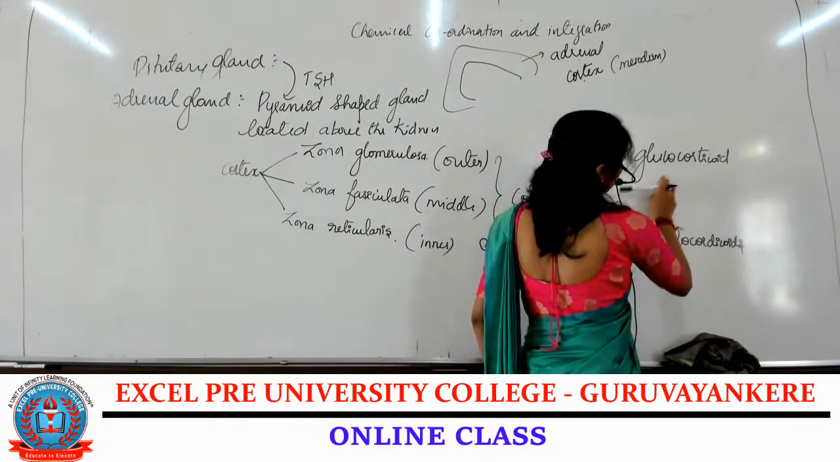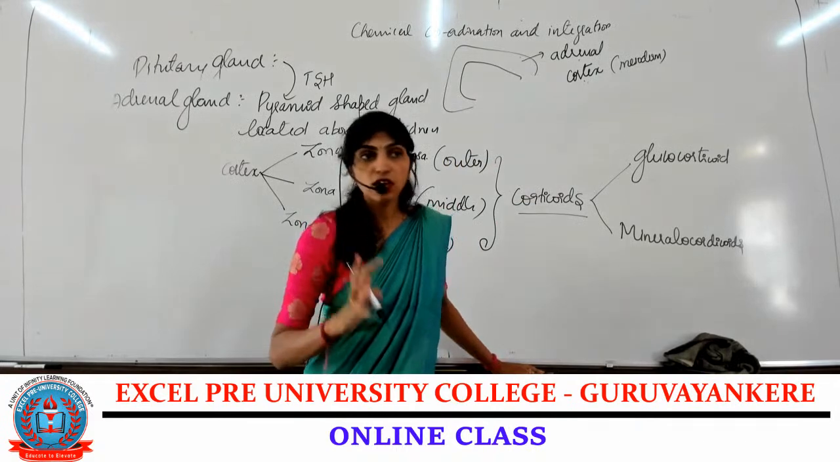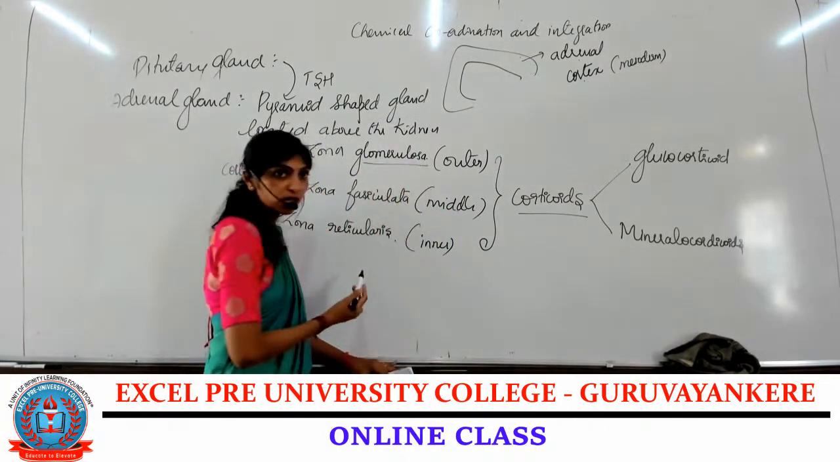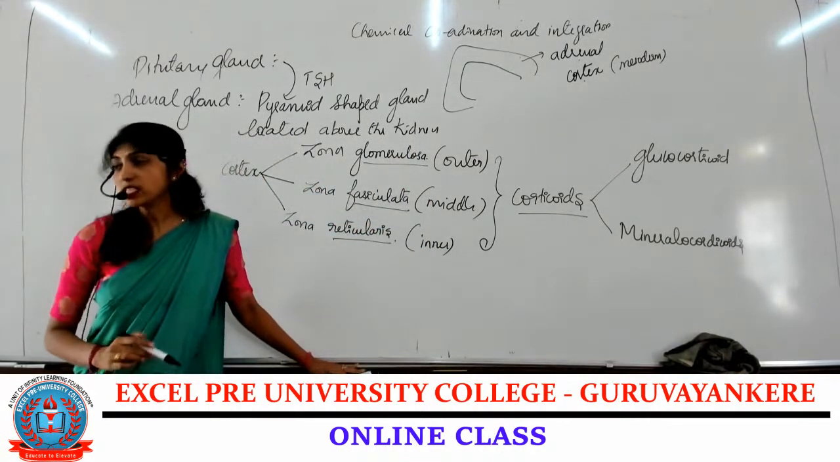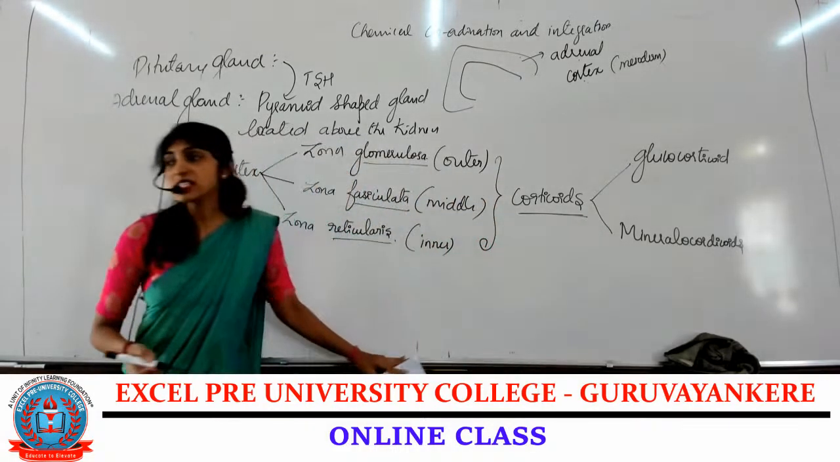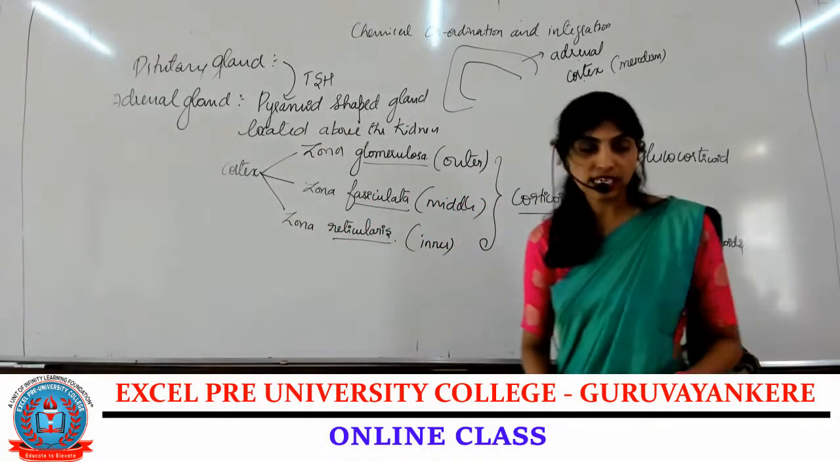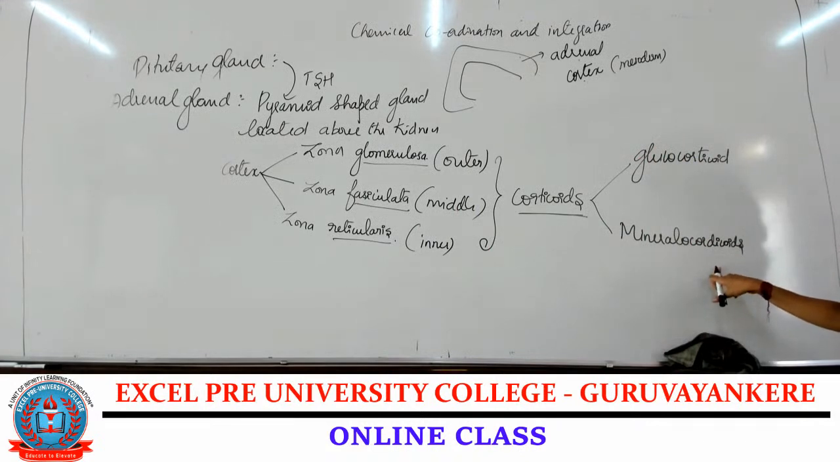These are the adrenal cortex, which has 3 regions. Which are the 3 regions? Zona glomerulosa, zona fasciculata, and zona reticularis. All these 3 secrete hormones, together called corticoids. Mainly 2 types of corticoids are secreted: glucocorticoids and mineralocorticoids.